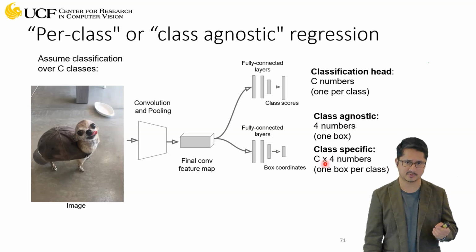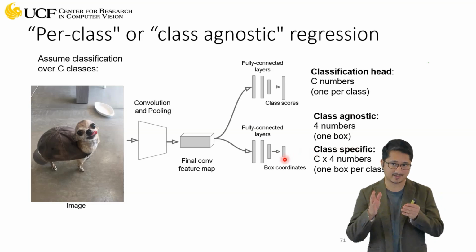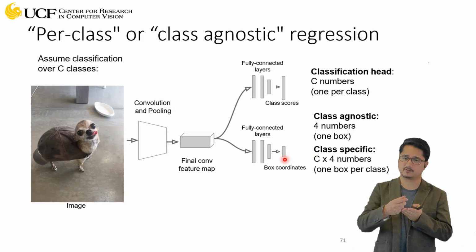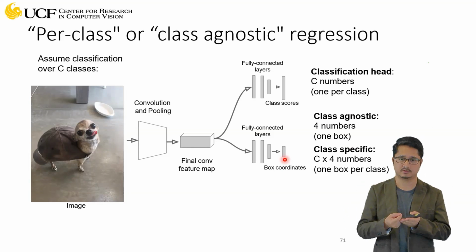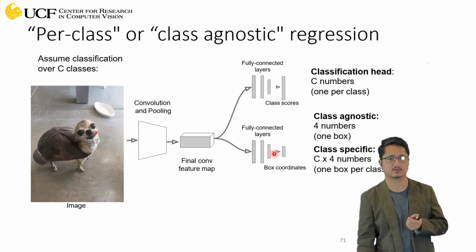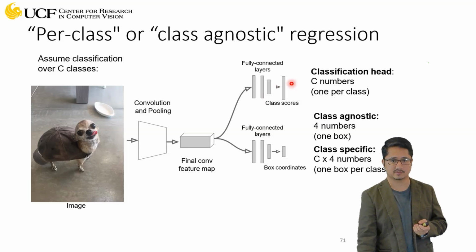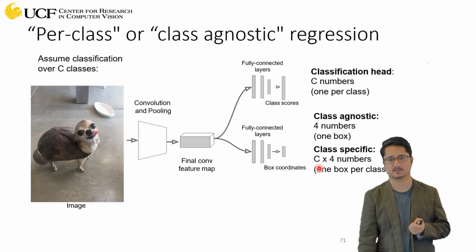Or you can have class specific prediction. Class specific means this network will care that this bounding box is for this particular class. Which means for each class, you will have a prediction. And that's very well aligned with your classification scores, because for classification as well, for each class, you have some prediction. So if you have C classes, then you will need 4 numbers for each class. Then it becomes C times 4 total numbers.